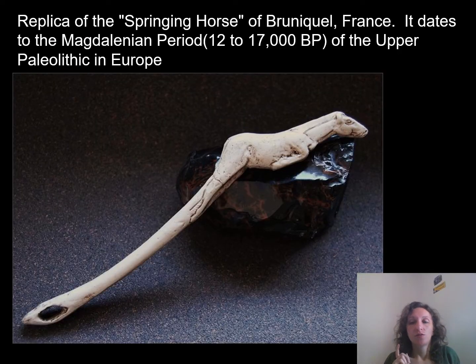Okay. So this is the first artwork that we're going to look at. This is the replica of the springing horse. It dates from the Upper Paleolithic period in Europe. It is a very, very early work of art, but as you'll learn next week when we talk about prehistoric art, it is by far not the first.